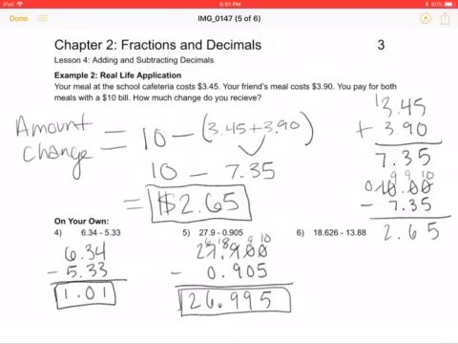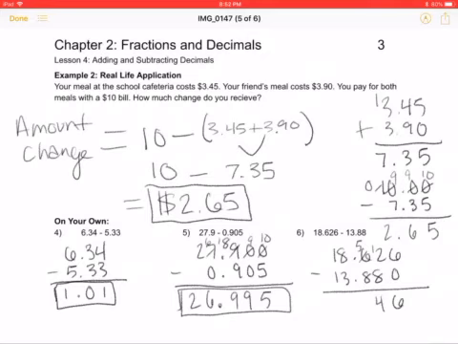All right, last subtraction one that you guys are supposed to do on your own. 18.626 minus 13.88. And again, add that 0 on so we have the same decimal place. 6 minus 0 is 6. 2 minus 8 I can't do. I need to borrow from this 6. So this turns into a 5. And then this 2 turns to a 12. So I have 12 minus 8, which is 4.